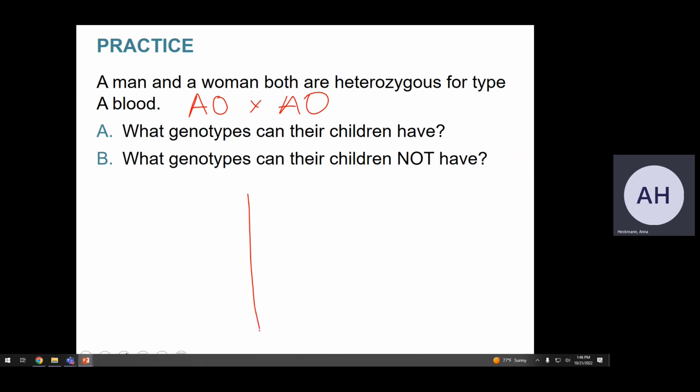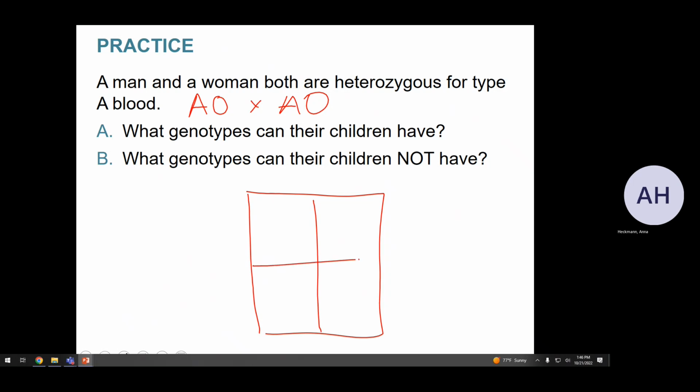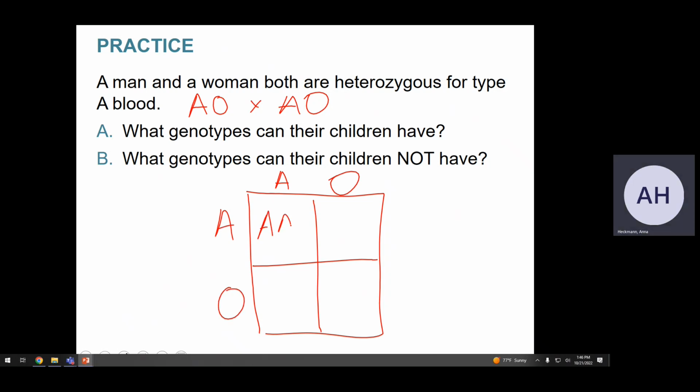So let's do a Punnett square. So here we're going to have AA, we're going to have AO, AO, and OO. All right, let's look at letter A. What genotypes can their children have? The children can have any of the genotypes that are in this box. So they can have AA, AO, AO, or OO.